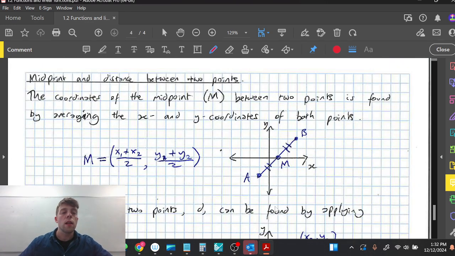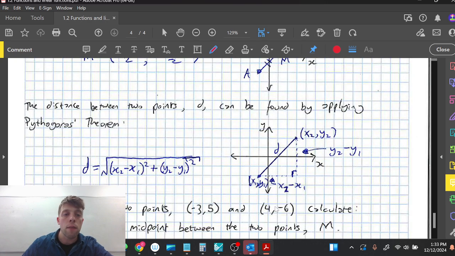Moving on. So the last thing we need to look at is midpoint and distance between points. Let's suppose we have points A and B. The midpoint is basically the average of the x coordinate and the average of the y coordinate. So if we add the two x values together and divide by 2, and we add the two y values together and divide by 2, we're going to find the coordinates of the midpoint. So this is a formula that you will need to use.